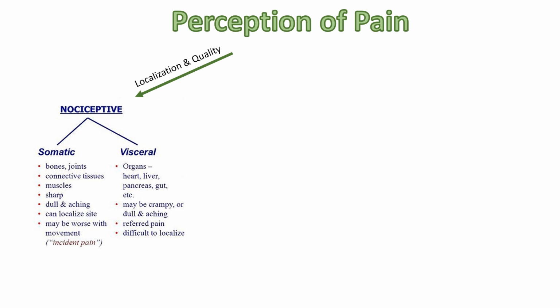That's called somatic pain. When pain occurs in an organ, it's transmitted in a different way, and we feel it as crampy, dull, aching, often referred pain to odd sites like your shoulder, and it's very difficult to point with one finger to where it hurts.